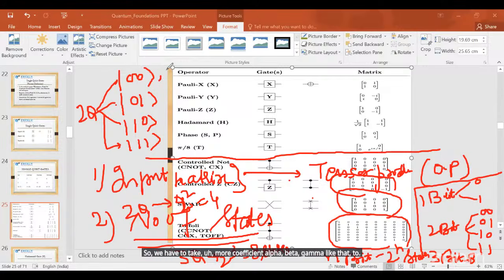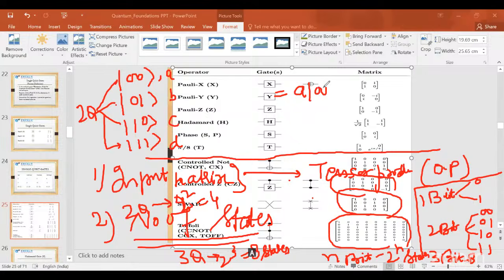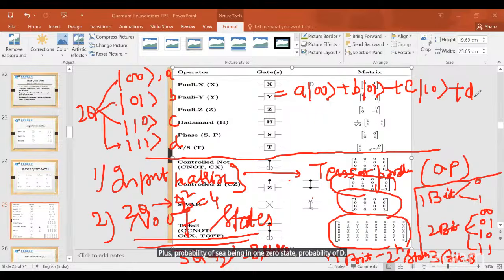Suppose we take A, B, C, and D coefficients. Then how will we represent it? We will represent it like this: A, the possibility of being in the 00 state, plus B, the possibility of being in the 01 state, plus C, the probability of being in the 10 state, plus D, the probability of being in the 11 state. So this is the superposition state.